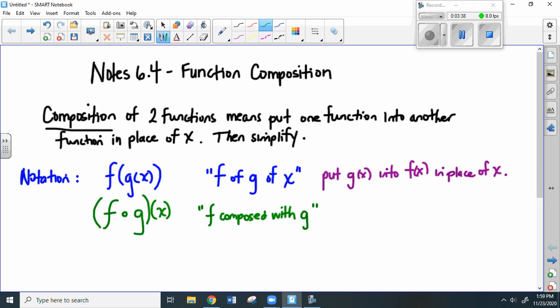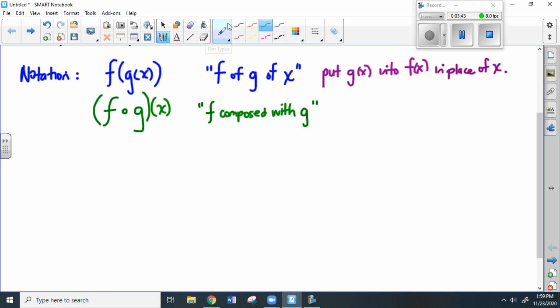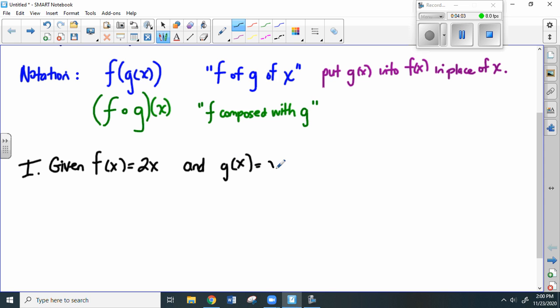All right, so it's not going to make a lot of sense till you actually see some functions. Okay, so let's get right into our examples here. I've got to give you some functions. So let's give you f of x equals 2x. Start with some fairly basic functions. And g of x equals x plus 1. All right, and I want you to find f of g of x.